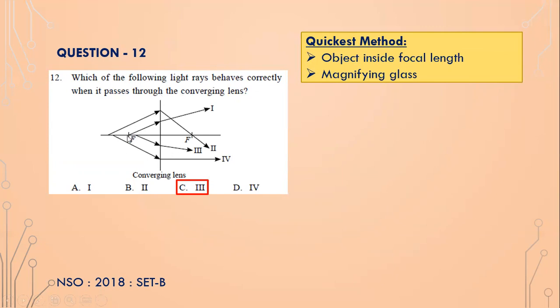It will be magnified the most when it is at the focal length. So the object will start getting magnified. So here the correct option is C. This 3, which is the correct option.